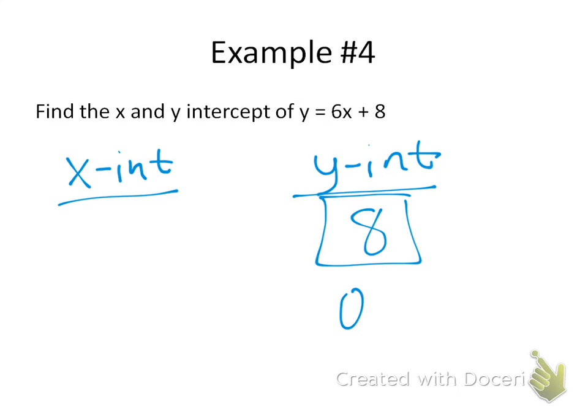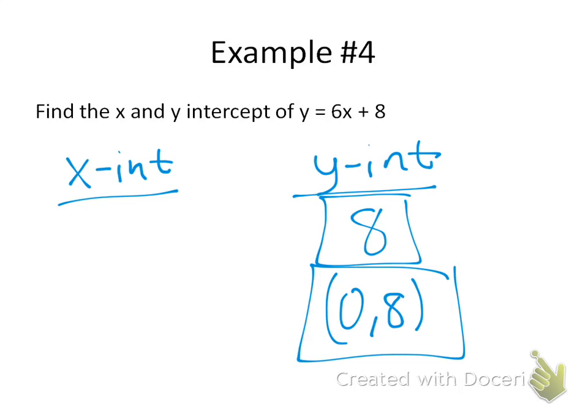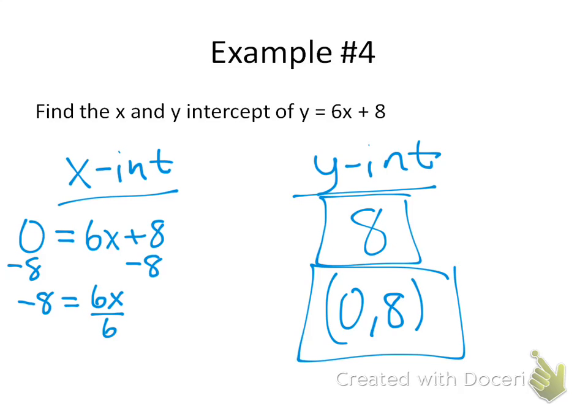8 as an ordered pair, 0, 8. However, the x-intercept is a little trickier from this form because when we plug 0 in for y, we'd have 0 equals 6x plus 8. So you kind of get an easy road on the y-intercept, but the x-intercept is going to be a little harder. To get the x by itself, we're going to have to subtract 8 from both sides, then divide both sides by the 6. When I reduce that, I get negative 4/3. As an ordered pair, negative 4/3, 0.